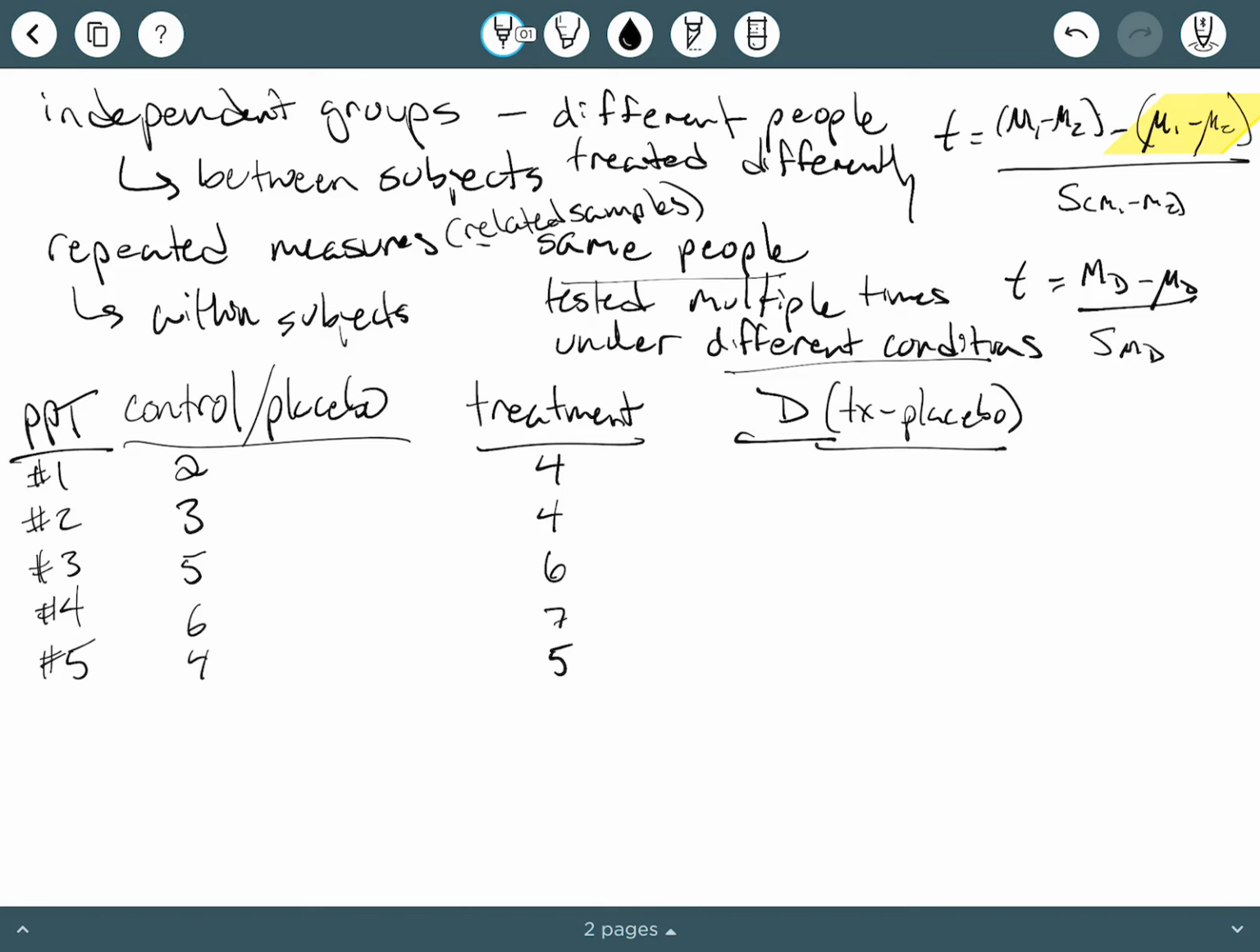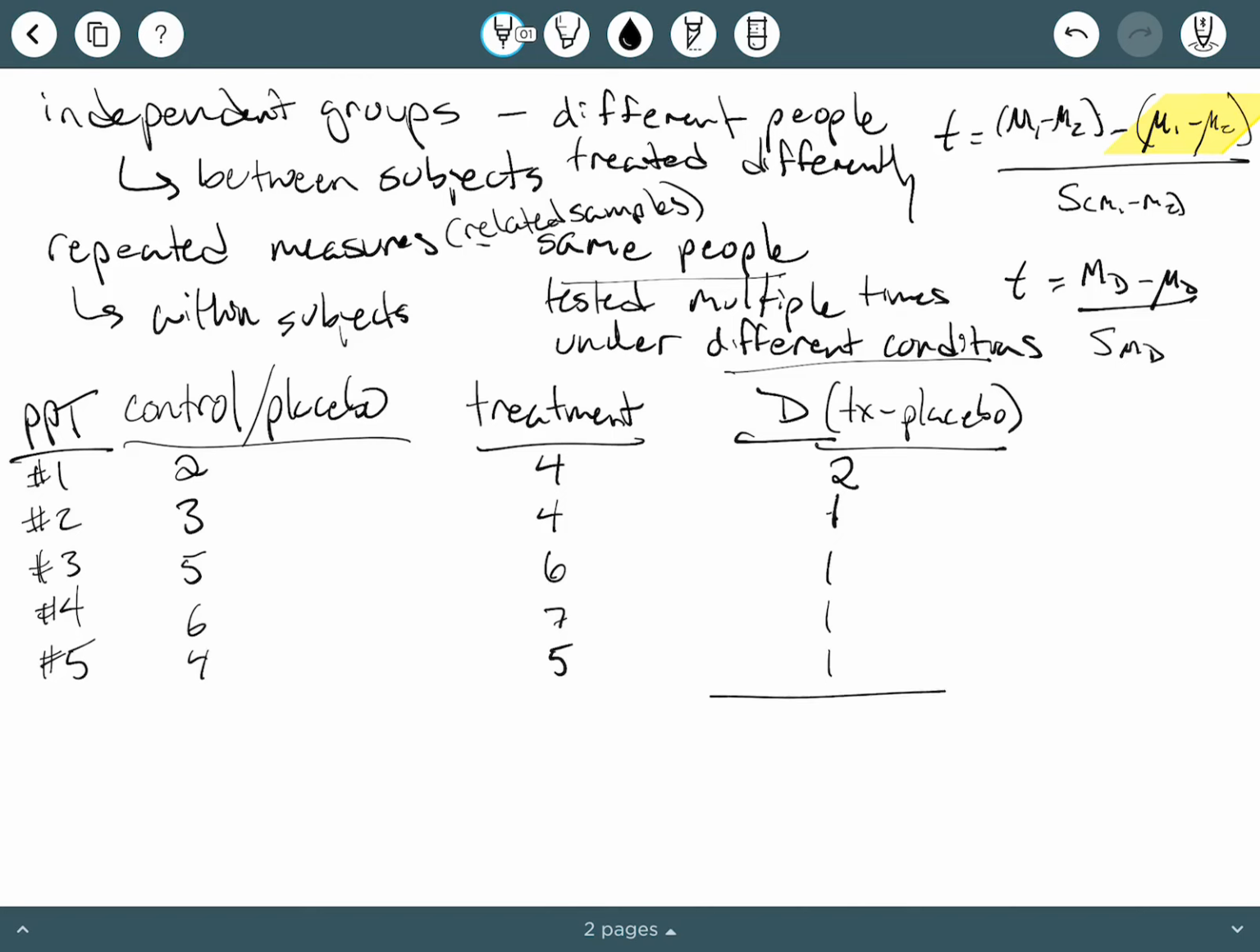Okay, so 4 minus 2 for this first one, that's 2. 4 minus 3 for the second one, that's 1. 6 minus 5 for the third one is 1. 7 minus 6 is 1 for number 4. And then for number 5, 5 minus 4 is 1. So we actually had positive difference scores for each one of these participants.